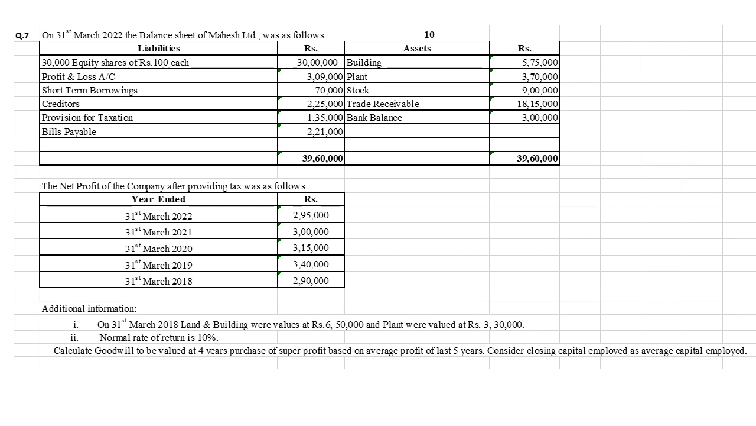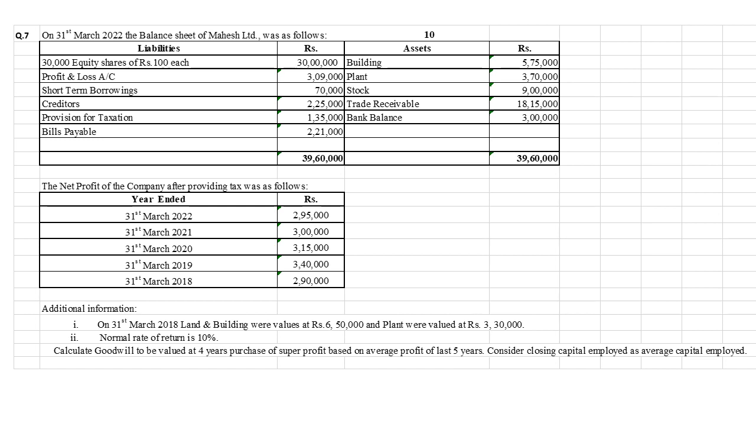Then they have given us the 5-year net profit from 2018 to 2022. From this, we will be able to find our average profit, that is future maintainable profit. Additional information is given in the sum. On 31st March 2018, land and building were valued at rupees 6,50,000. So you have to take this value for land and building, as we always have to take the market value. In the additional information, they have revalued it and we have to consider this value.